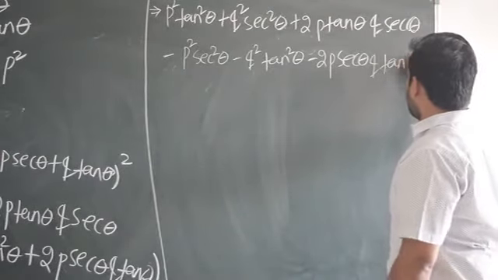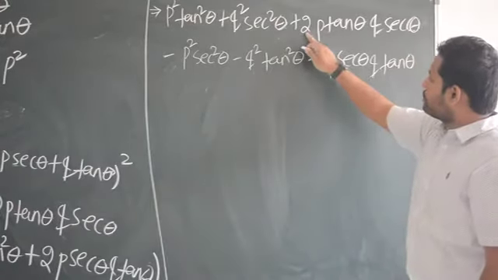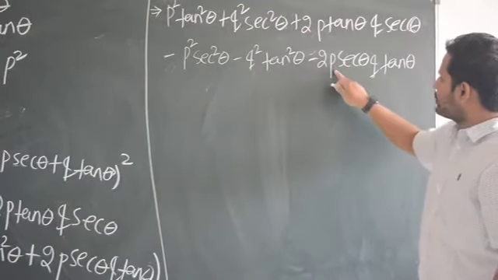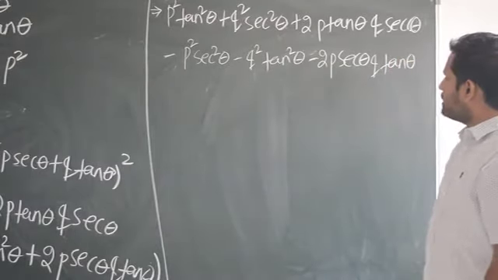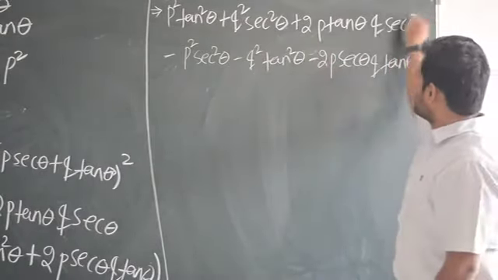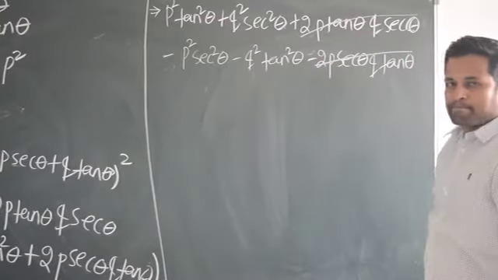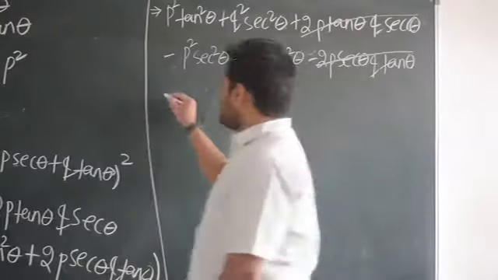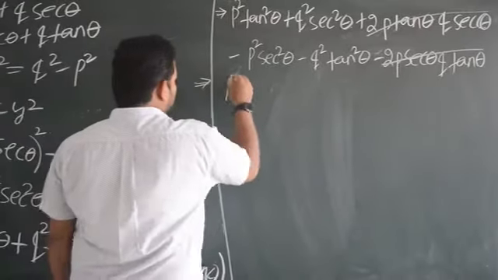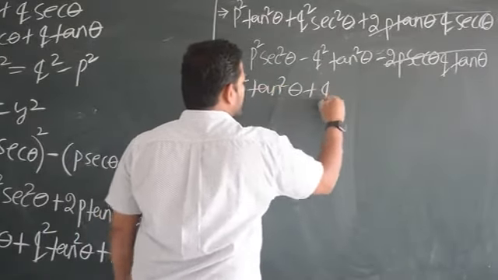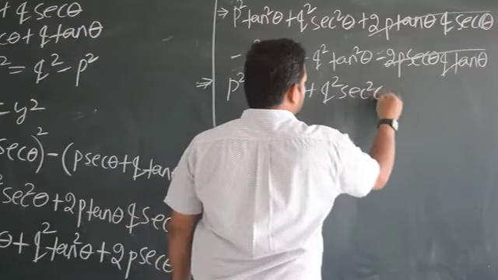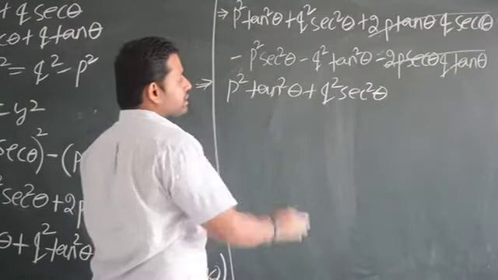All right. Now when you observe this, this is 2 and here also 2 is there, p is also there, tan theta, q, secant theta, everything is there. This is plus and this is minus, so that's why they get cancelled. Yes or no? So when they are getting cancelled, I am remaining with only p square tan square theta, that is there for sure. Then plus q square secant square theta. Okay, these are the only two things remaining in the first equation.